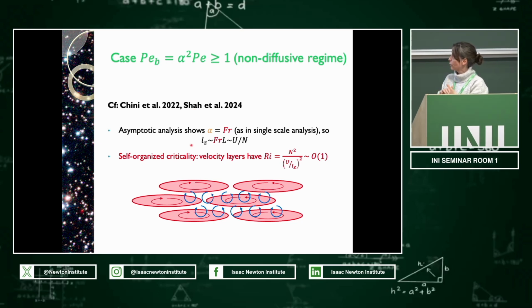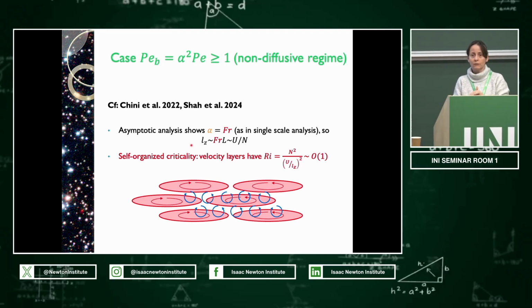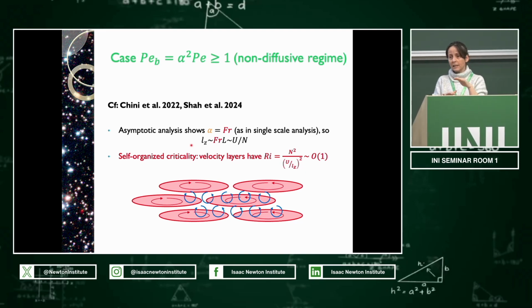And as before, and that's very reassuring, we find that alpha is of order Froude. So the vertical length scale is unchanged compared to what we had discovered in the single scale model. And that's very convenient because that had already been validated experimentally.